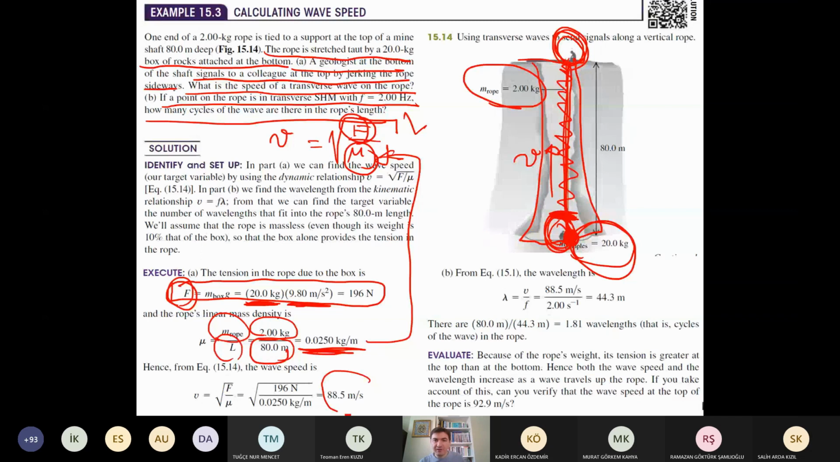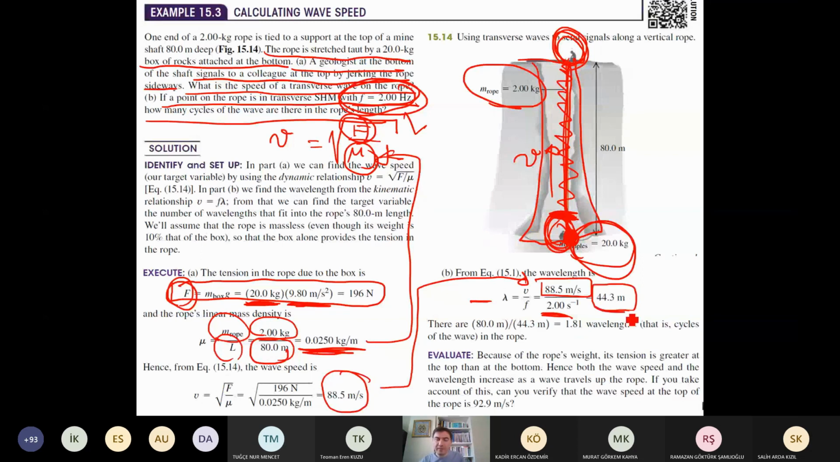Second question, you can calculate lambda, wavelength. Okay, wavelength is given with v over f. V is velocity, speed of the wave, which we have calculated. Just use it here. And frequency is given, 2 Hertz. Where is it? It is given here, 2 Hertz. Just use 2 Hertz, 2 cycles per second. Then you can calculate wavelength, it is this one, 44.3. So what was the length of the rope?